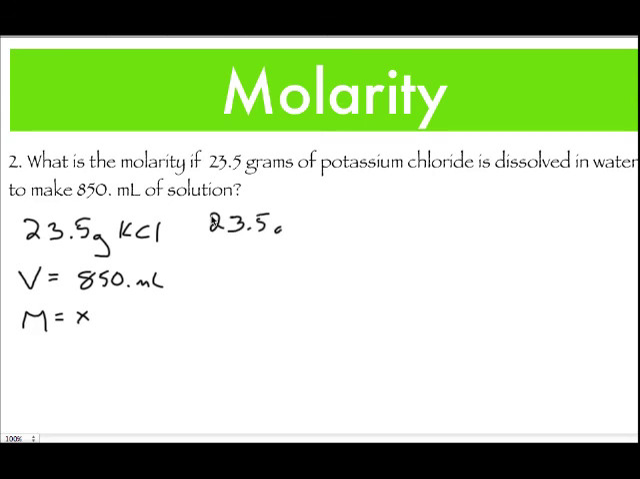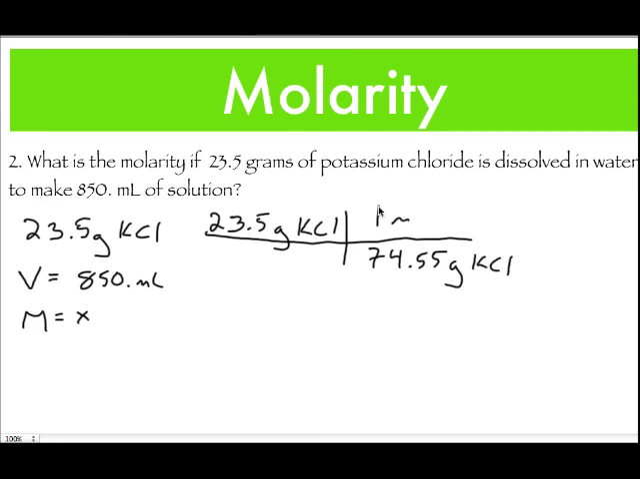Well, we have to do some stoichiometry again, using the molar mass of our potassium chloride. Molar mass, definitely the most common stoichiometry problem we've done. KCl, if I look that up on the periodic table, there are 74.55 grams of KCl. Remember, that's just the mass of potassium plus the mass of chlorine. And that is going to be 0.315 moles of KCl.